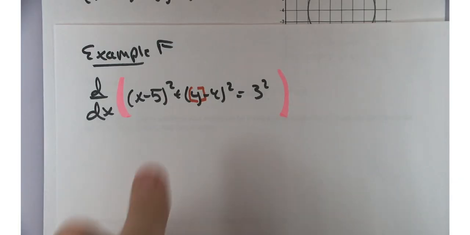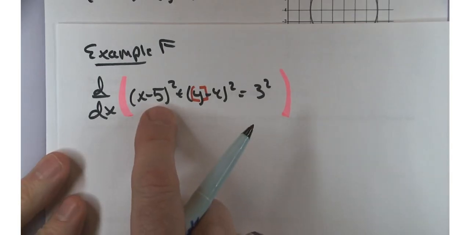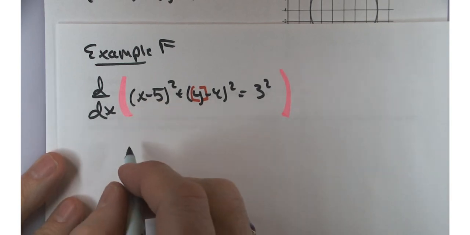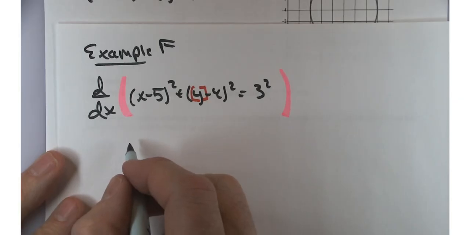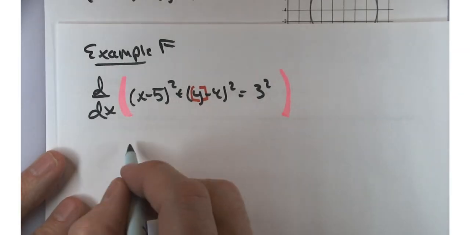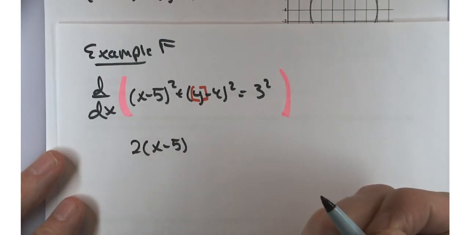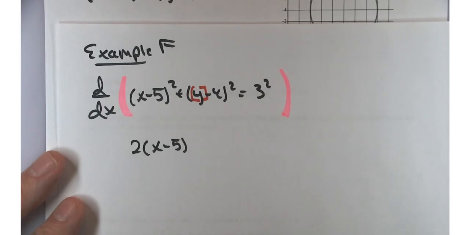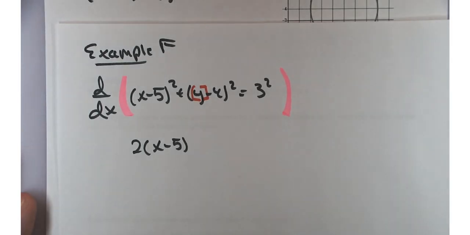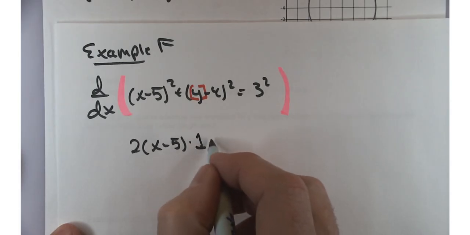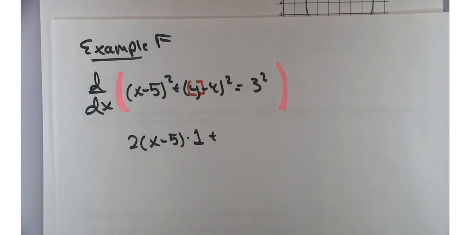Ethan, help me out with the first one. I don't think I want to square this out to differentiate it. Is there a different way I can do this? How can I differentiate that first term? Just using the special rule, I guess. The chain rule, yeah. So we use the chain rule. Derivative of the outside would be 2 times x minus 5 to the first power, which I don't need to write, times the derivative of the inside. What's the derivative of the inside? 1. Nice.